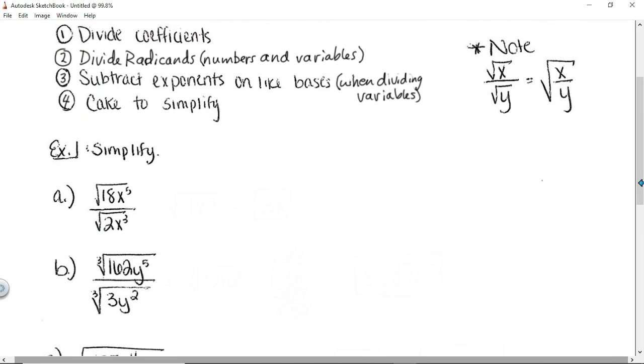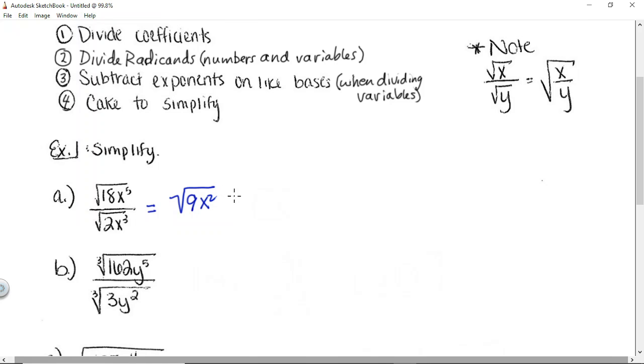So the first one, we're going to divide the coefficients, and there's nothing out front to divide. Everything is inside the radical. We divide the radicands, numbers and variables. We have 18 divided by 2. That's 9, and that's inside the radical. And then we have x to the 5th divided by x to the 3rd. Well, that's x squared, and that's inside as well.